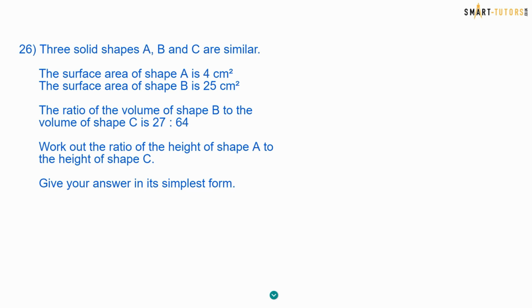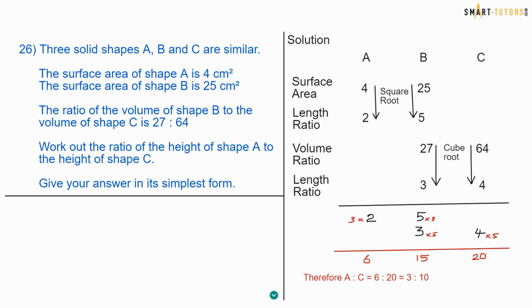The theory behind this question is, if the length scale factor is k, then the area scale factor is k squared. The volume scale factor is going to be k cubed. That's the theory. So let's look at the working. Solution: A, B, C, the three shapes are here. Surface area is 4:25, which is given. So from area to length, you need to take a square root. Square root of 4 is 2, square root of 25 is 5. So the length ratio between A and B is 2:5.